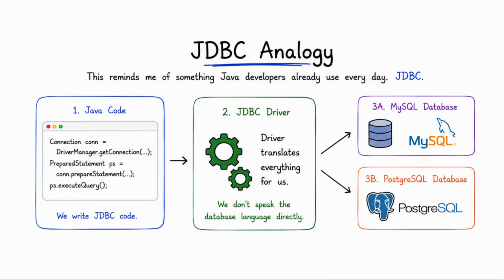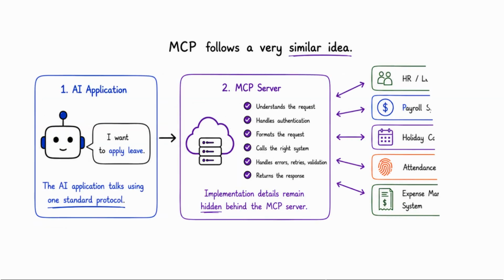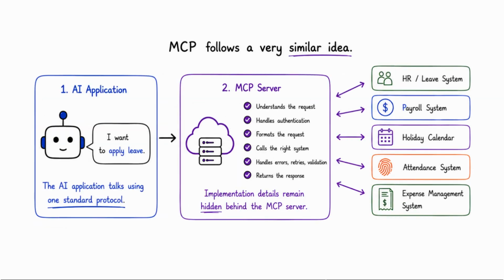This reminds me of something Java developers already use every day: JDBC. Think about it. When we write Java code, we don't directly communicate using the MySQL protocol. We simply write JDBC code. The JDBC driver translates everything for us. The same application can switch from MySQL to Postgres with very few code changes because both databases follow the same JDBC contract. MCP follows a very similar idea. Instead of learning hundreds of different APIs, the AI application talks using one standard protocol.